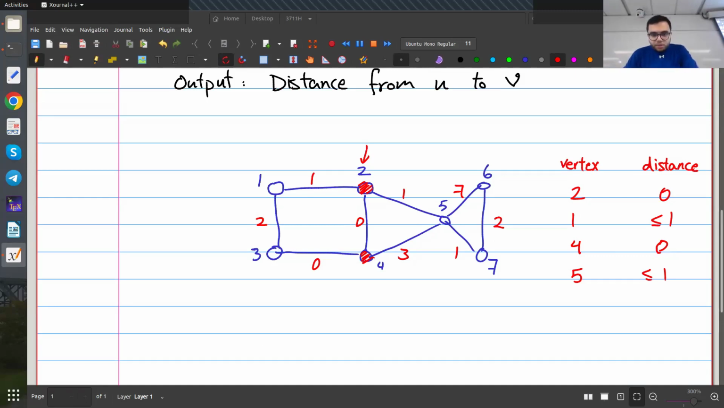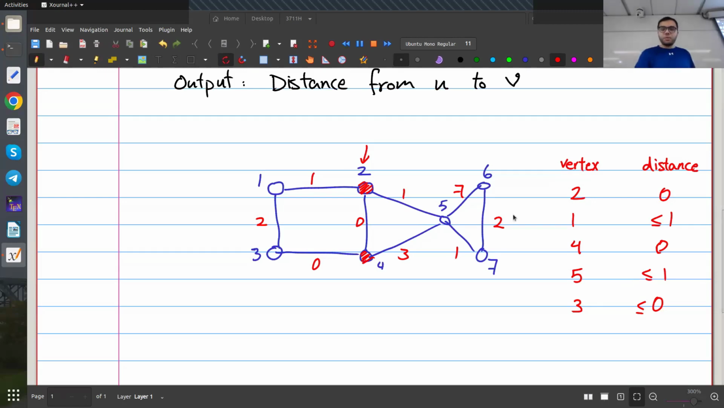So now the distance to 2 should be updated, but it's already finalized, so I don't care about that. The distance to 3 becomes 0 at most. And the distance to 5 becomes at most 3, but it was already at most 1, so I don't need to update it. Now, again, I'm going to do the same thing. I have a bunch of vertices that I've shown in red here, and these are my finalized vertices.